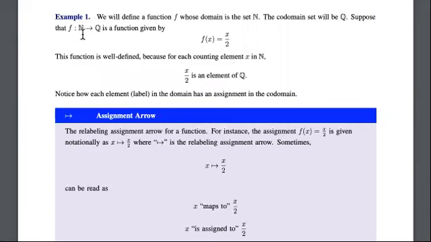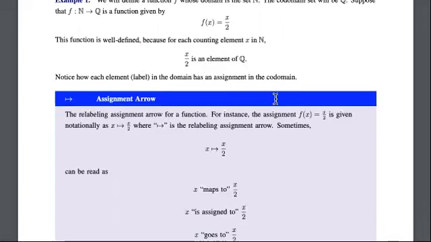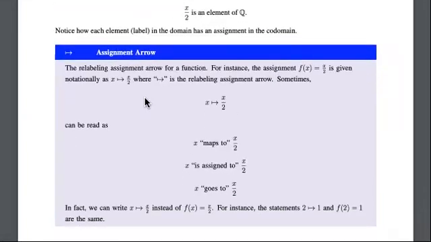That means it goes from counting numbers 1, 2, 3, 4, etc. Those are all inputs for this function. Output could be any fraction. So let's suppose that the function rule is we input x and we output x over 2. So we're inputting a counting number and outputting whatever that is over 2. This function is well defined because for each counting element in N, x over 2 happens to be a fraction. So that would work.